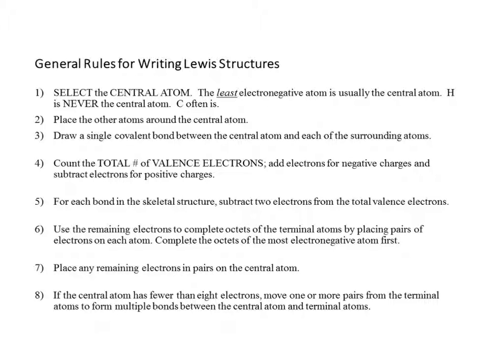The center atom is going to be the one that has the least electronegativity, and it's usually carbon if carbon's in the system, but it's never going to be hydrogen. So the least electronegative material, where hydrogen is not ever going to be the center atom.